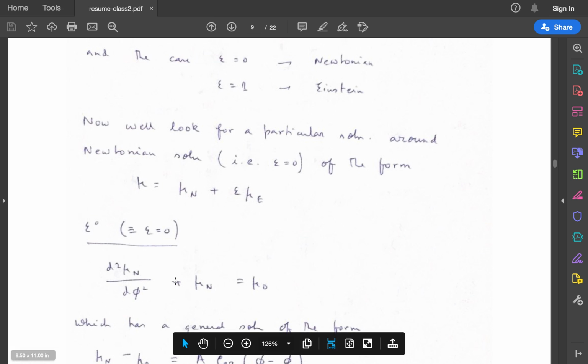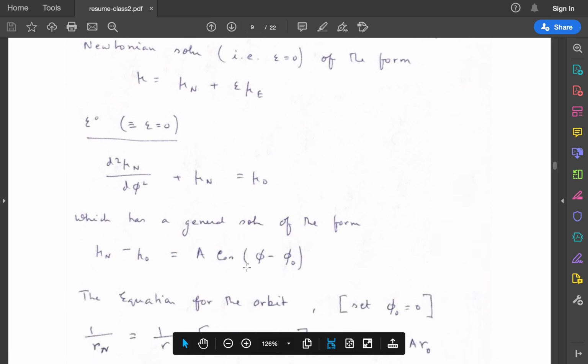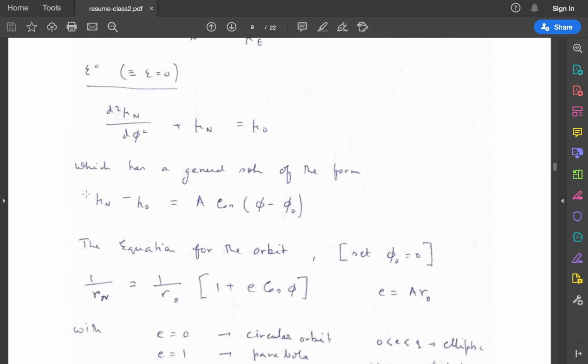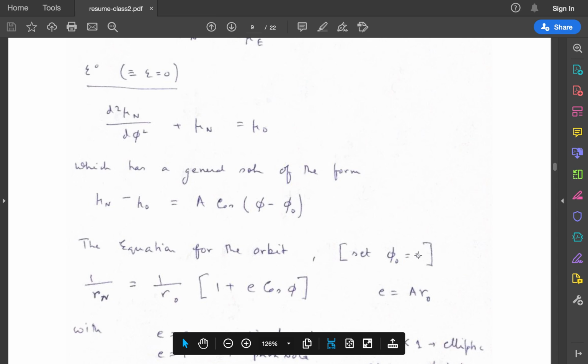Remember we have this equation, d square u_n by d phi square, the Newtonian equation, and the solution is also Newtonian. So this is very easy to solve. This is a very well-known equation, which has a general solution of this form: u_n minus u_0 equal to A cos(phi minus phi_0). If I take the initial phi_0 to be equal to 0, setting some zero of our coordinate system, the equation of the orbit becomes u equal to u_0 (1 + e cos phi), or 1 by r_n equal to 1 by r_0 times (1 + e cos phi), where e is nothing but A r_0. A is this constant.